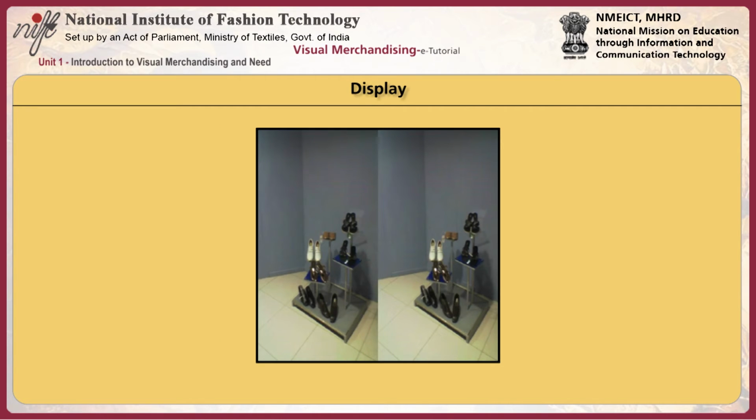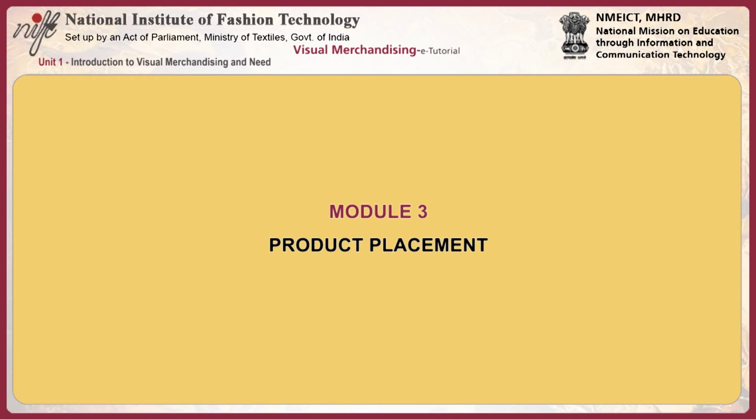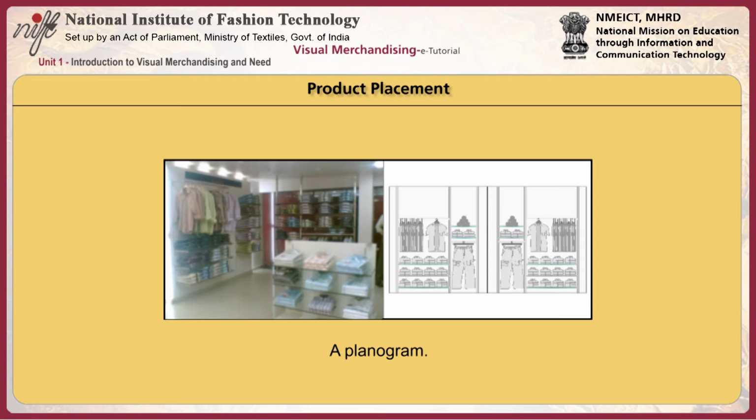In this image, we see how a shoe rack has been displayed. Now this can be an island display or it could become a focal point display. Finally, we will look at the importance of placing products strategically, that is a combination of the theory learnt so far. These images show various ways in which products are placed in a store. It is called a planogram.